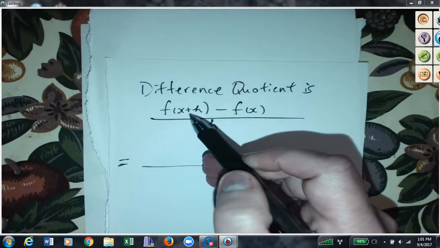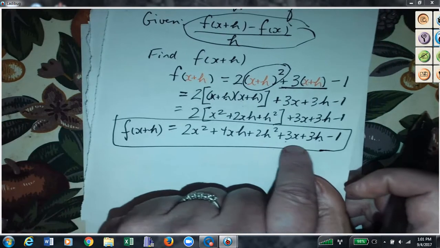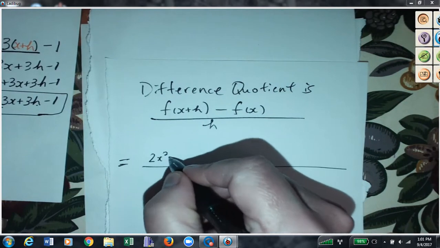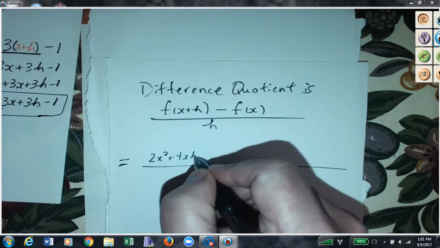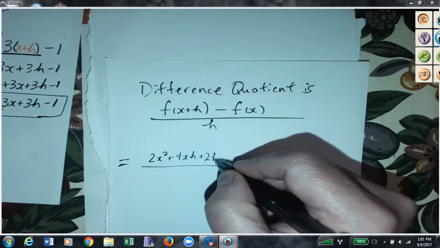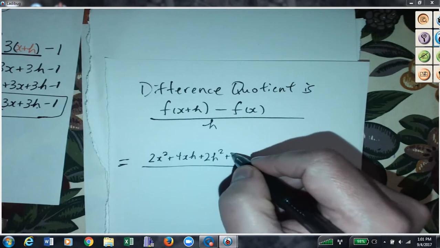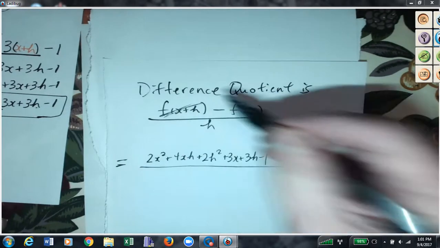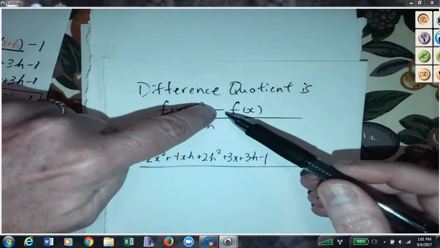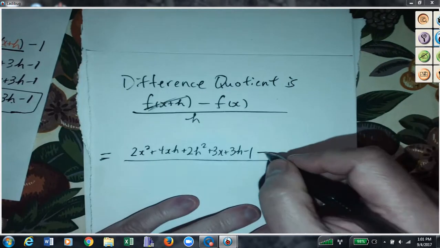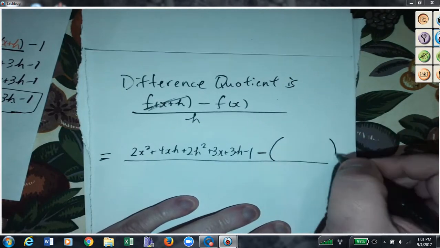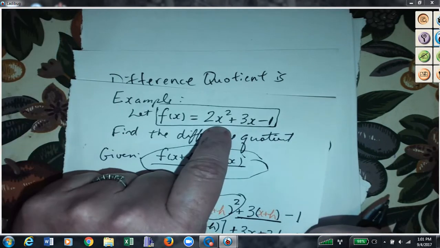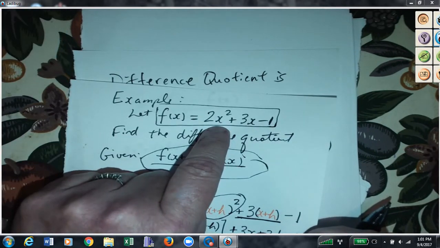What is f of x plus h? I just found it here. So I'm going to write that in. Okay, so I'm done with that. Then I have minus f of x. That's minus the entire formula for f of x. And what was the formula for f of x? 2x squared plus 3x minus 1.